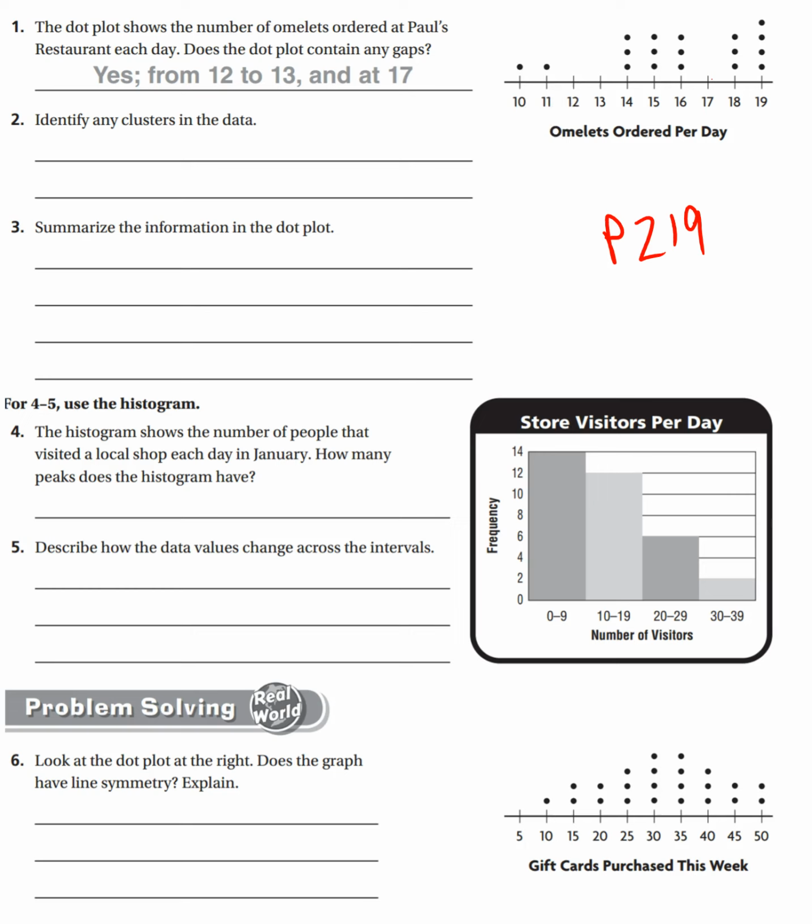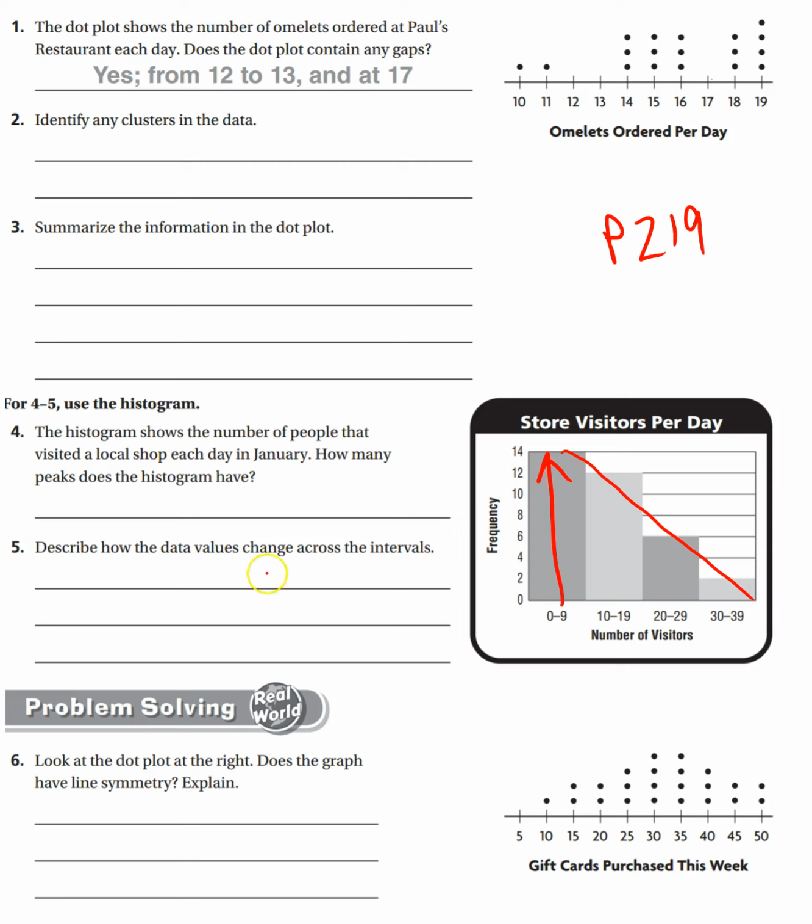Okay, number 4, the histogram shows the number of people that visited a local shop each day in January. How many peaks does the histogram have? Well, 1 peak, one place where it's really high, and then from there it goes down. So 1 peak.